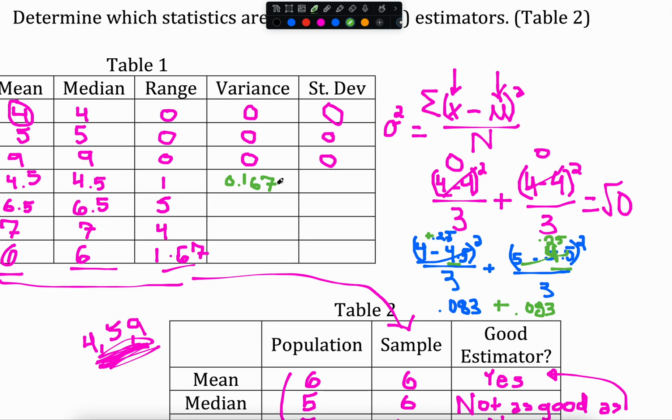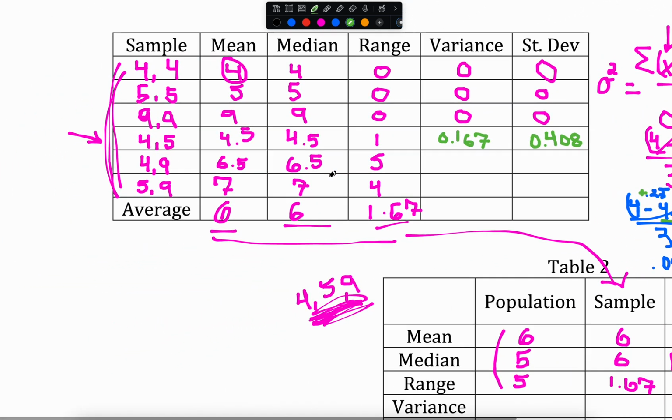Okay. All right. Standard deviation is the square root of that, and that's 0.408. Okay, that's my standard deviation. All right. Okay, let's do the next one.